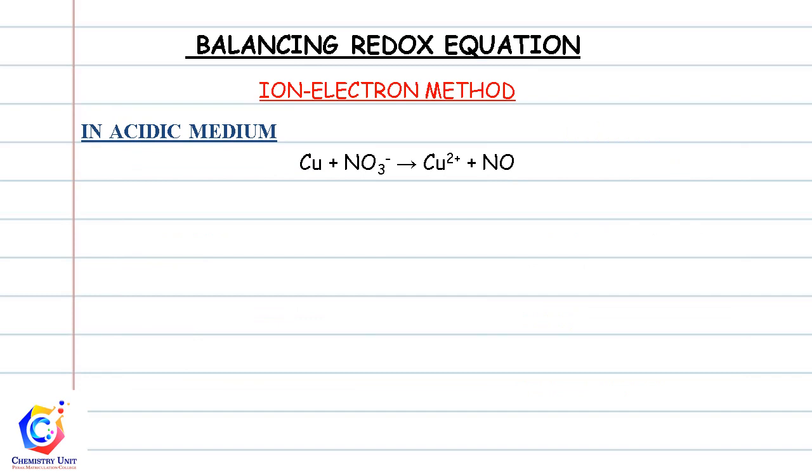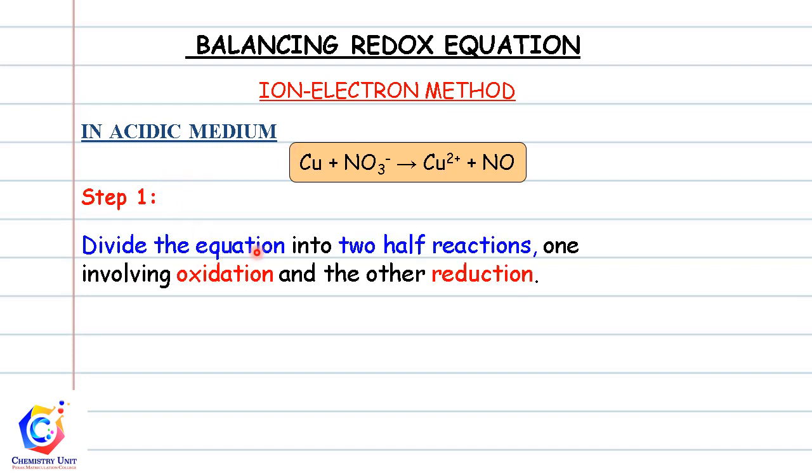How do we balance a redox equation by using the ion-electron method in acidic medium? Let's try by using this equation. Step number 1, we need to divide the equation into two half reactions. So here, copper will form copper 2 plus ion, and nitrate ion, NO3 minus, will form nitrogen monoxide, NO. One involves oxidation and the other reduction.